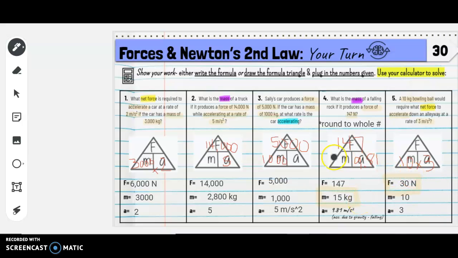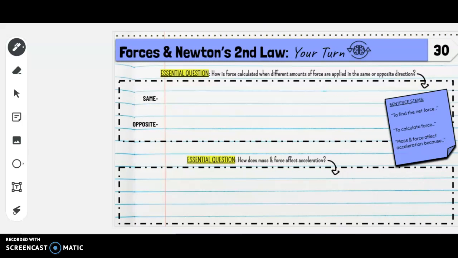Let us know if you have any questions. Then make sure you go back to answer our essential questions for today. Again, you can use your notes and the sentence stems, and then we'll take a look at our practice.